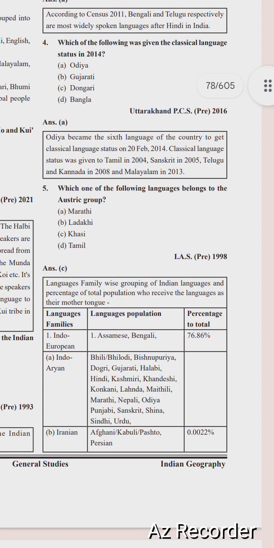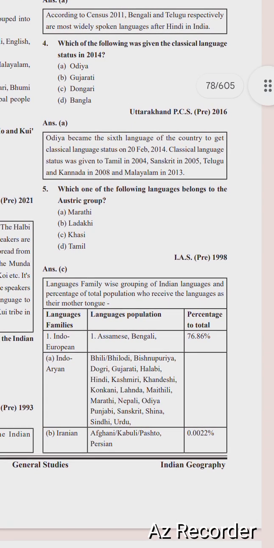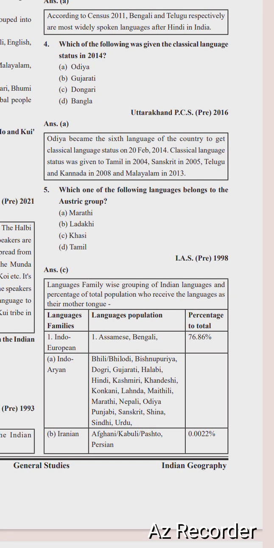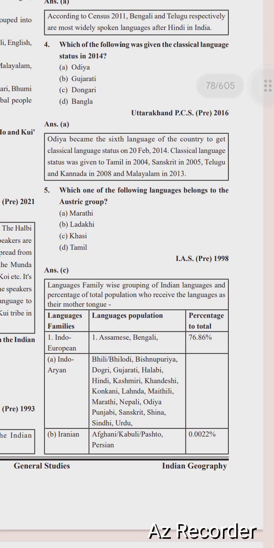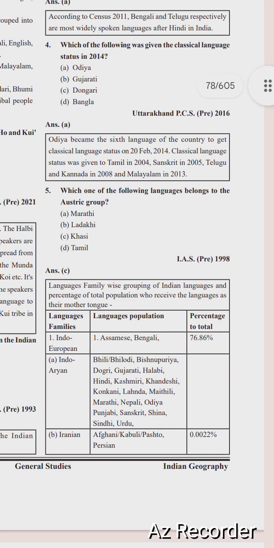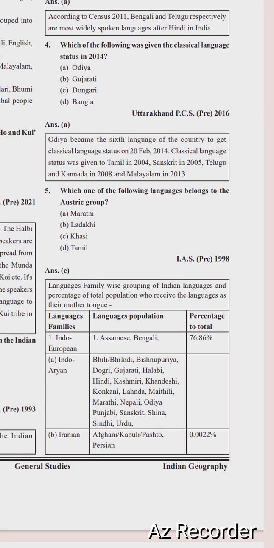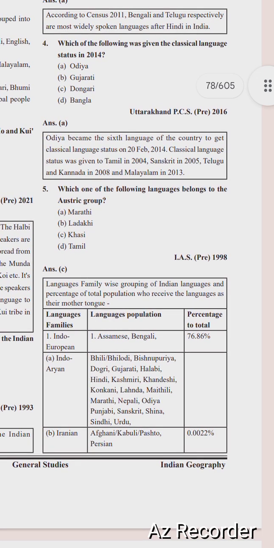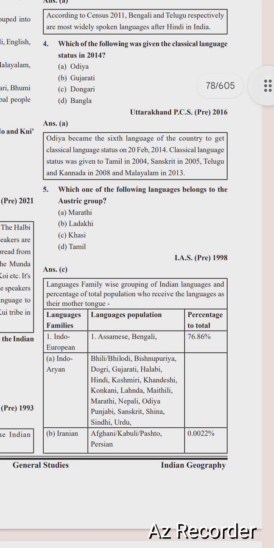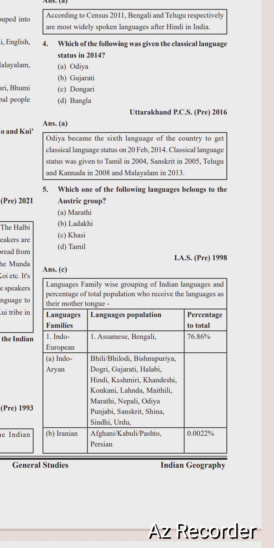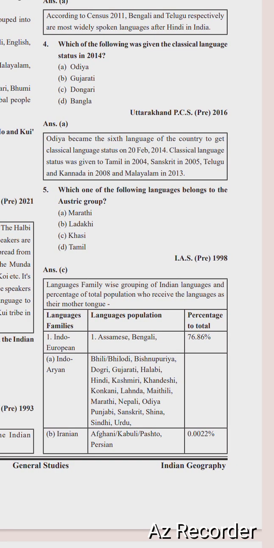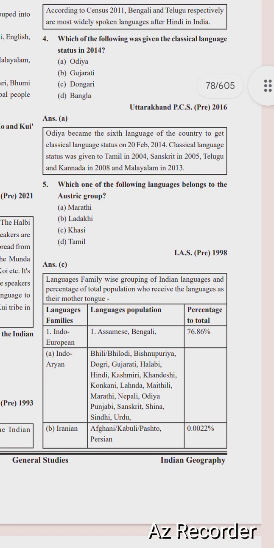Next, which of the following was given the classical language status in 2014? Options are option A Odia, option B Gujarati, option C Dogri, option D Bangla. Right option is option A, Odia. Odia became the sixth language of the country to get classical language status on 20 February 2014. Classical language status was given to Tamil in 2004, Sanskrit in 2005, Telugu and Kannada in 2008, Malayalam in 2013.